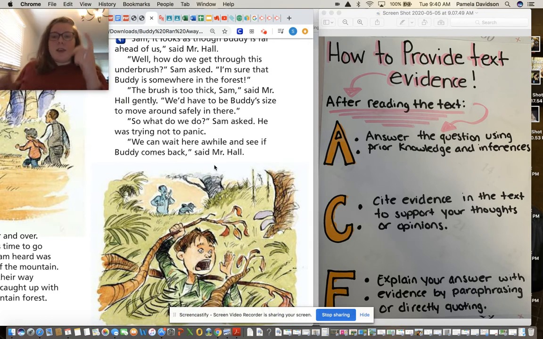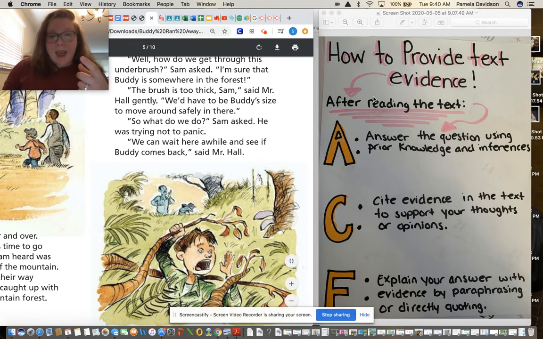So remember, you have to answer the question. That's our A. Then you have to cite evidence from the text, and you have to explain your answer. Remember, you cannot use words directly from the story. You need to put them into your own words.